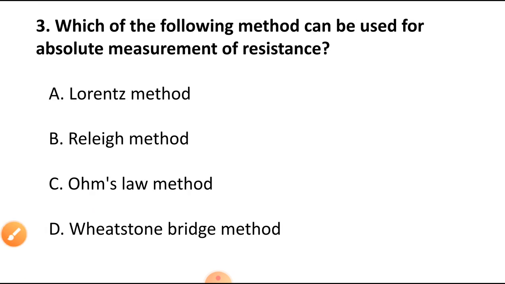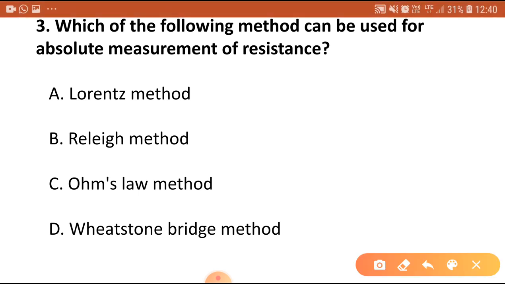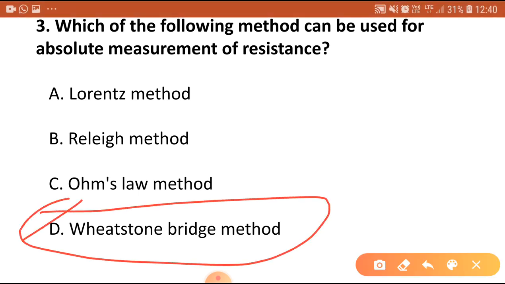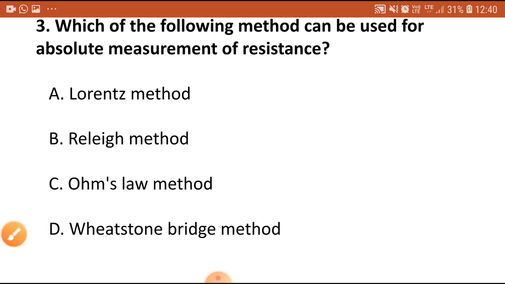Next, question number 3. Which of the following methods can be used for absolute measurement of resistance? This is a very easy question, we all know that, and also important in view of examination. So you have to choose the right option, that is which method is used for measurement of resistance. We all know that option D, that is Wheatstone bridge method, is used to measure the resistance.